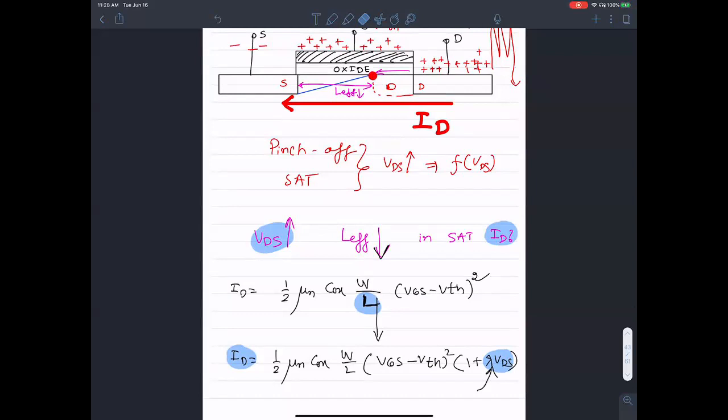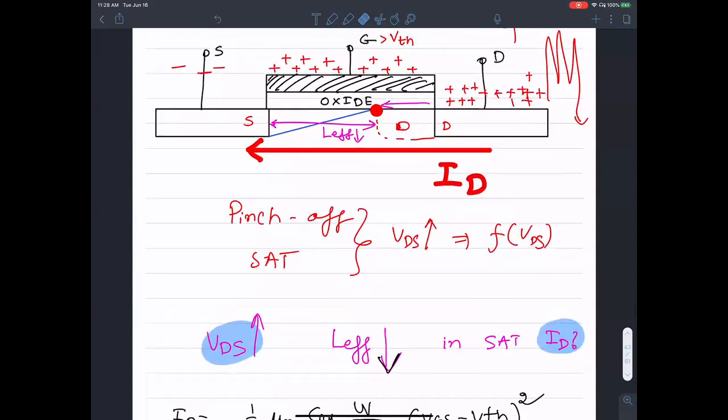Yes, go ahead. How can we define the pinch off voltage? The pinch off point. Yeah, pinch off point. So the pinch off really happens.